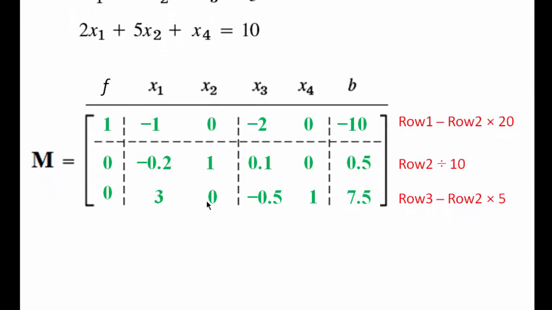Now we have the variables x2 and x4 as the basic variables, while x1 and x3 are the non-basic variables that equal 0. So x1 is 0, x2 is 0.5. We obtain this in the same way as we did previously, and f equals minus 10. Notice that this is the optimum result because we don't have any other positive numbers in the first row starting from x1.